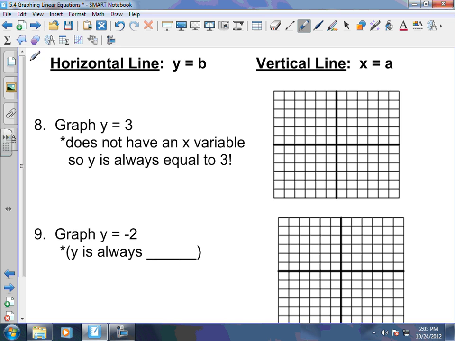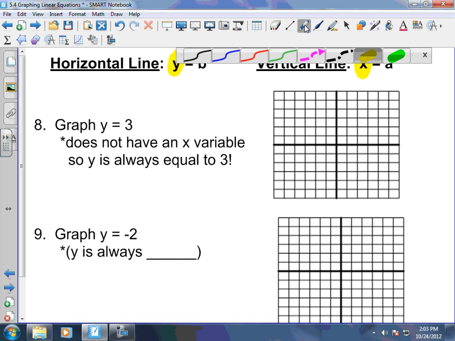Let's go to number 8. Now I'm going to teach you something. This is memorization. This is one of the most missed questions on the test because you guys don't memorize things. If you only have y equals, it's a horizontal line. If you only have x equals, it's a vertical line.